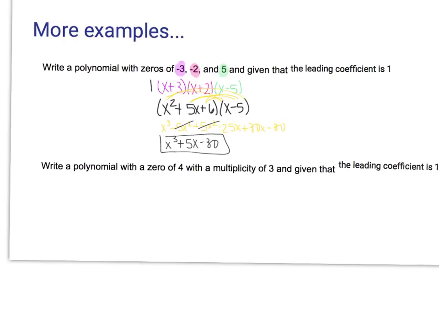Okay, so this next one, write a polynomial with a zero of 4. So if the zero is 4, that means that the factor is x minus 4. We have to keep reading. It says, and a multiplicity of 3. Remember, we just had a problem like this earlier where that multiplicity meant that there's going to be an exponent there.